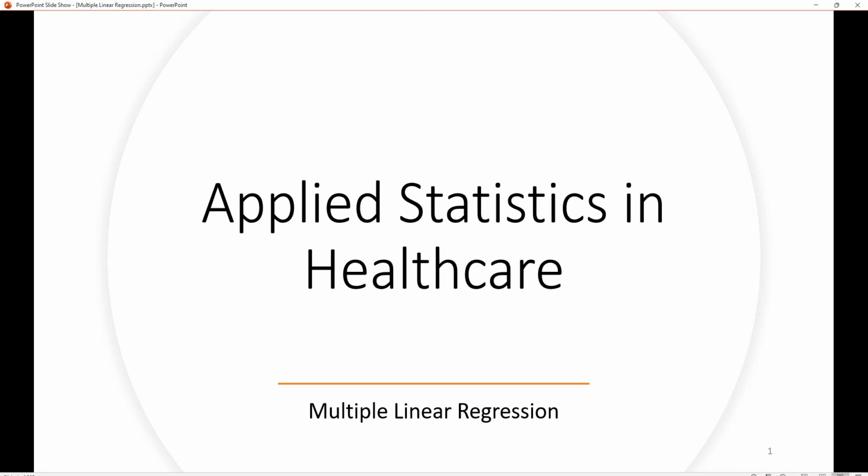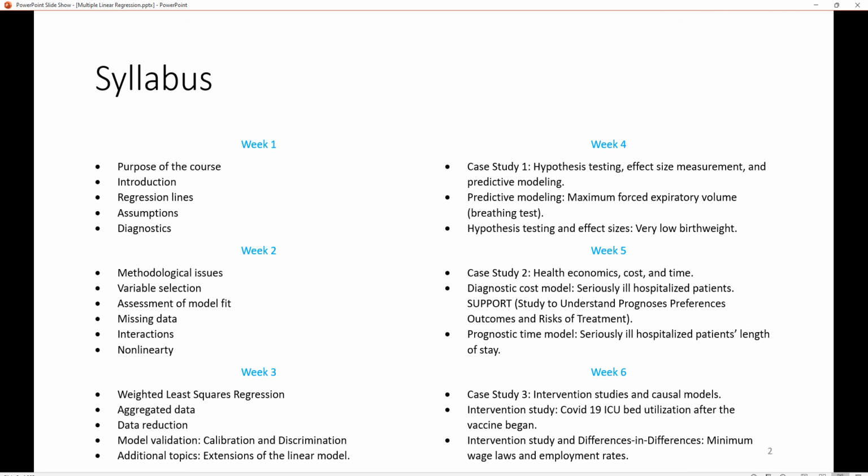This is the Applied Statistics in Healthcare series, and this is the sixth and last session of the Multiple Linear Regression course. In week 6, we're going to look at a case study. Our third case study is on intervention studies and causal models. We'll cover, for the intervention study, the COVID-19 ICU bed utilization after the vaccine began.